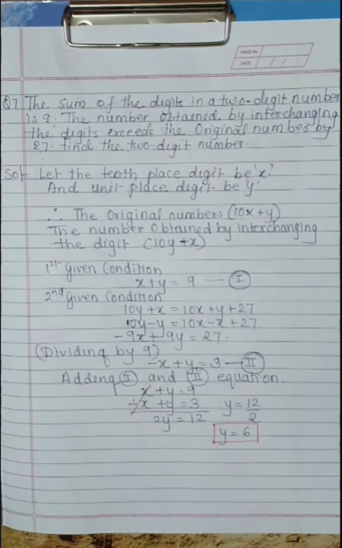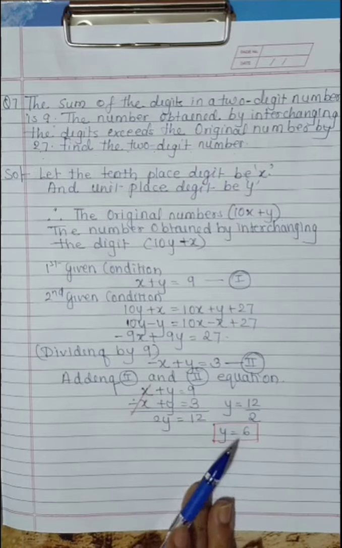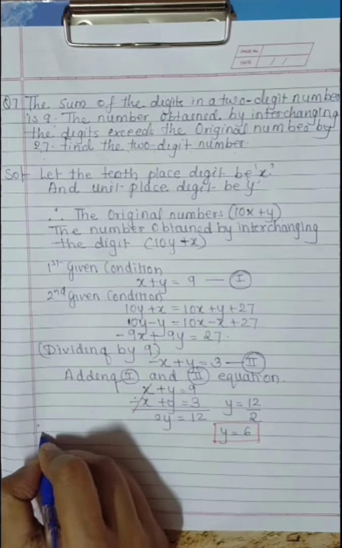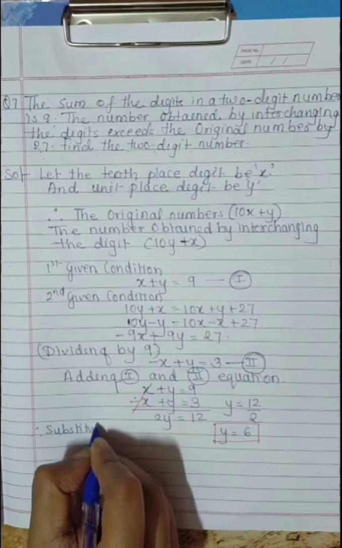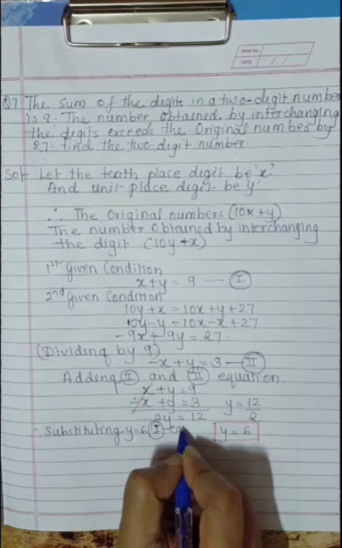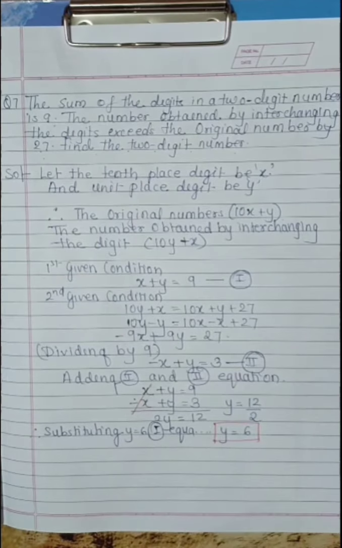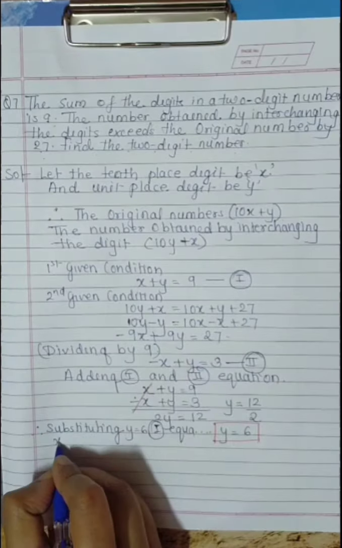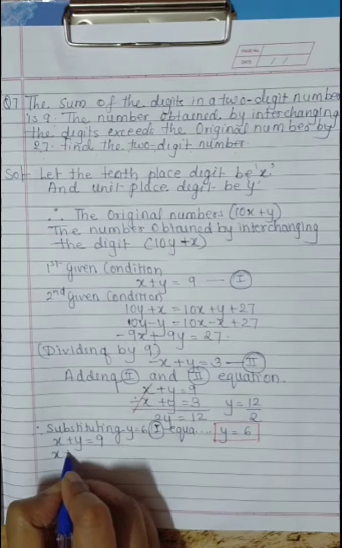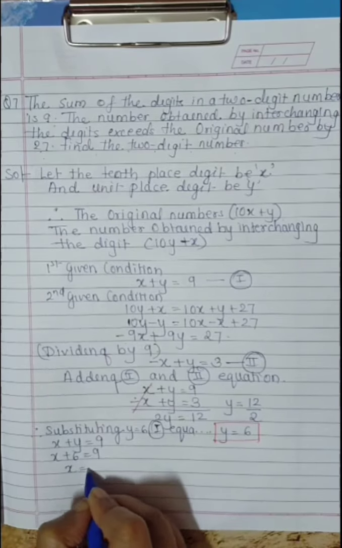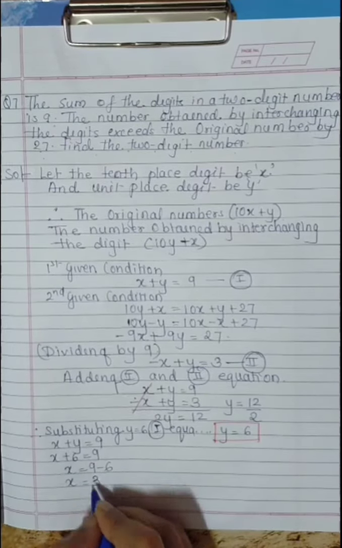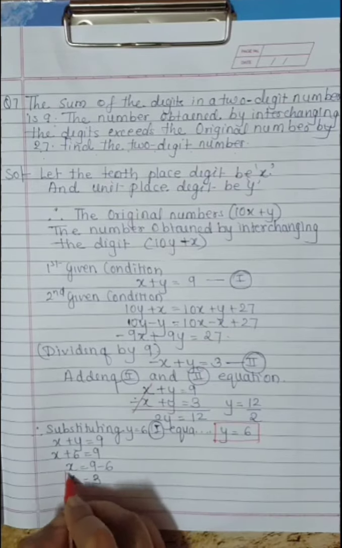Now with the help of y, we are going to substitute the y value in one of the equations to find the value of x. So substituting y equal to 6 in the first equation. Now here what is given? x plus y equal to 9. Now x plus 6 equal to 9. x equal to 9 minus 6. x is equal to 3. We got the x value as 3.